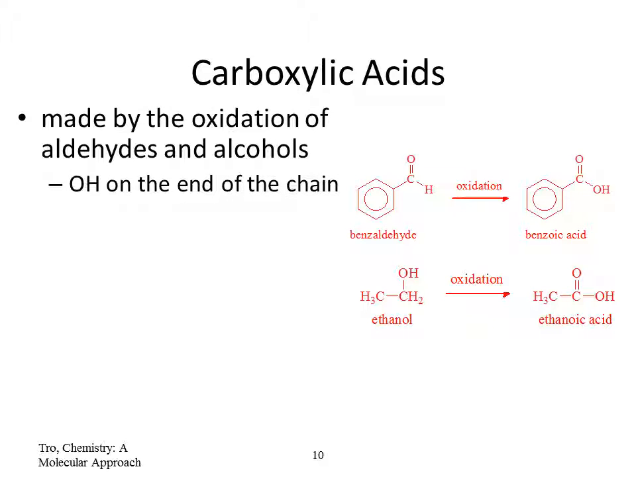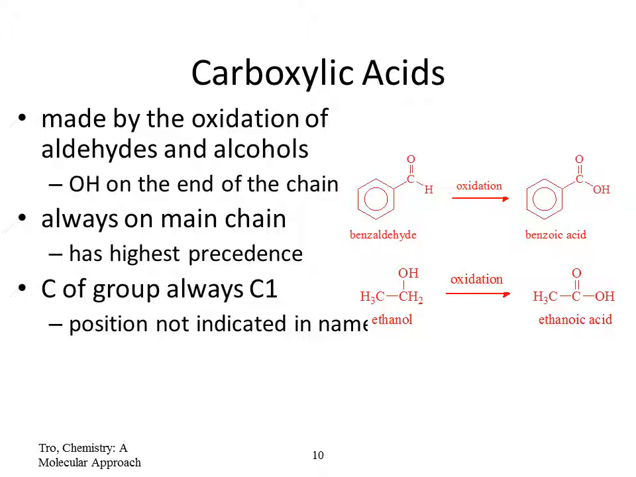Carboxylic acids are made by oxidation of aldehydes and alcohol. You can see benzaldehyde is an aldehyde, and when you oxidize, you can form benzoic acid. And we have ethanol. You can oxidize and form ethanoic acid.